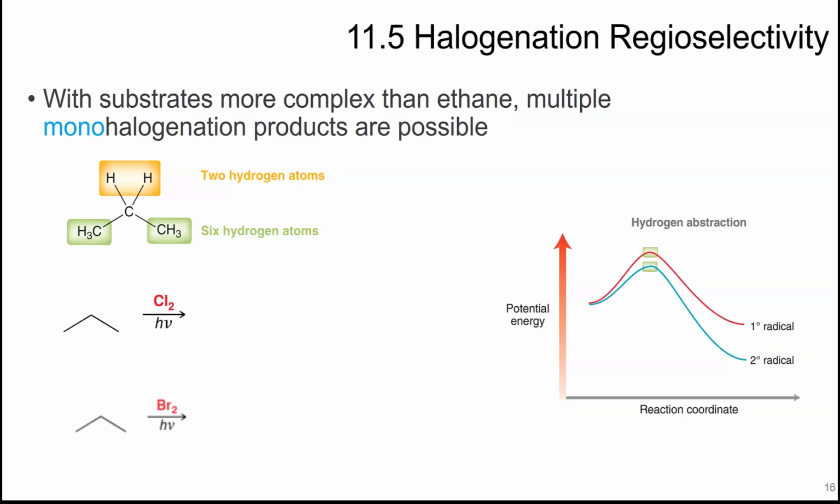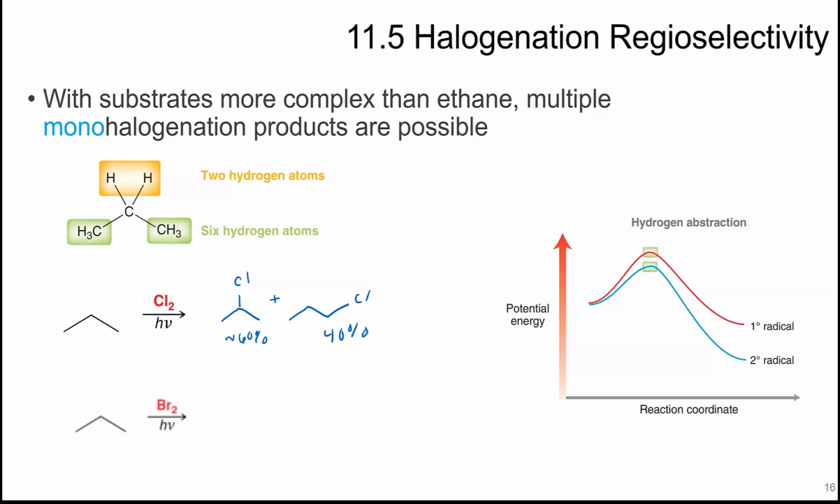If we're going to use a substrate that's more complex than ethane, we can get a lot of monohalogenation products possible. We already saw that a little bit with the chlorine products. If we're looking at propane, we have these 2 hydrogen atoms that can get picked up, or these 6 hydrogen atoms here. So for chlorine reacting with that, you can get this product, or this one here. This is about 60% yield. This one is 40% yield.